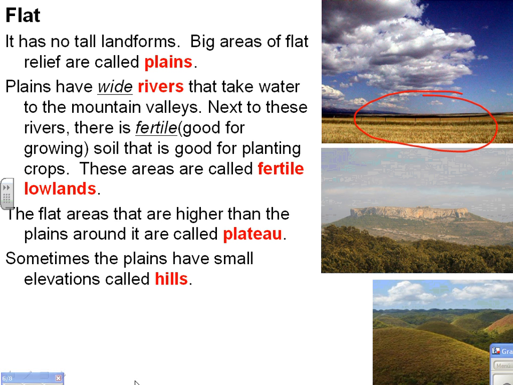The flat areas that are higher than the plains around it are called plateau. Sometimes the plains have small elevated hills. Elevations called hills.